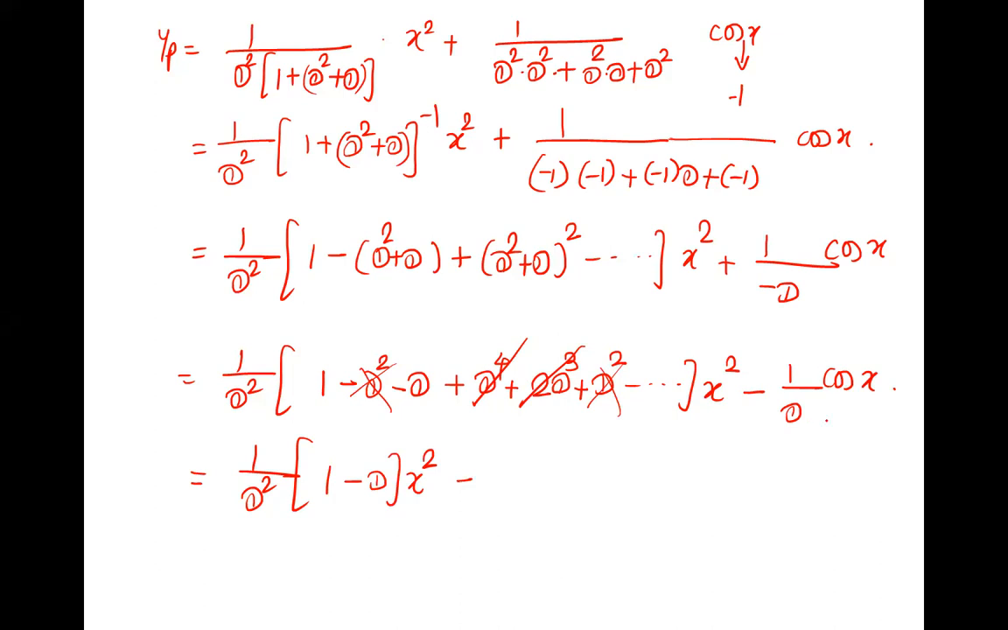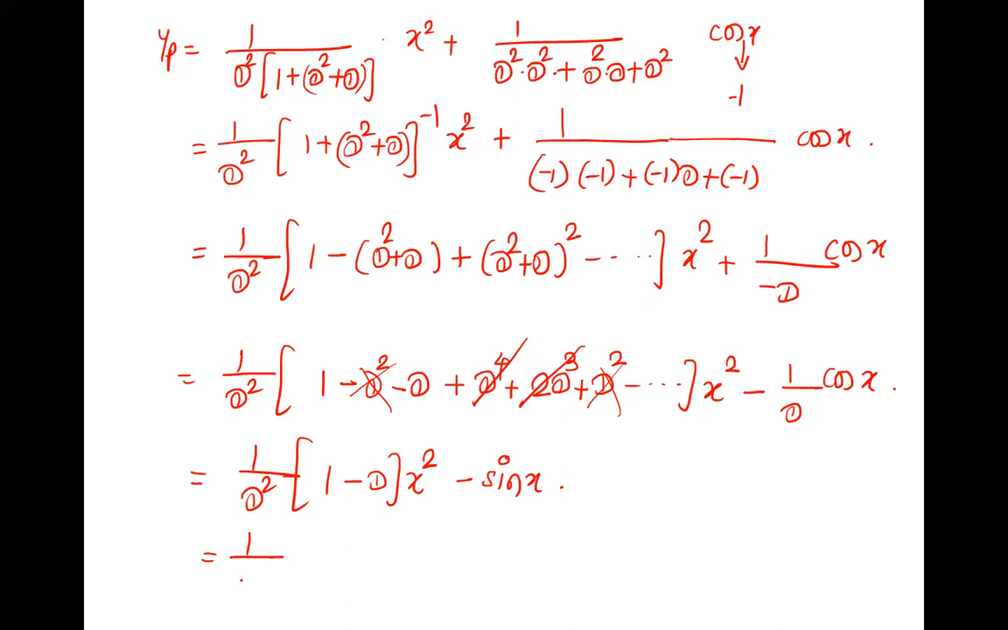And this is what? 1 upon d, integration. What is integration of cos? sin x. Minus sign is the derivative, plus sign is integration, right? So minus sign as it is, integration of cos is sin.